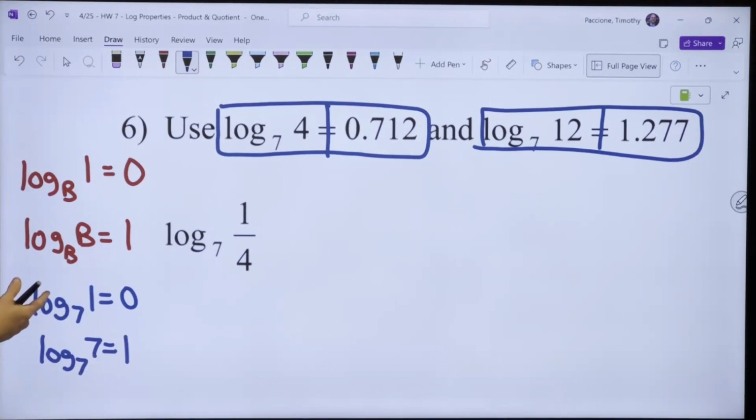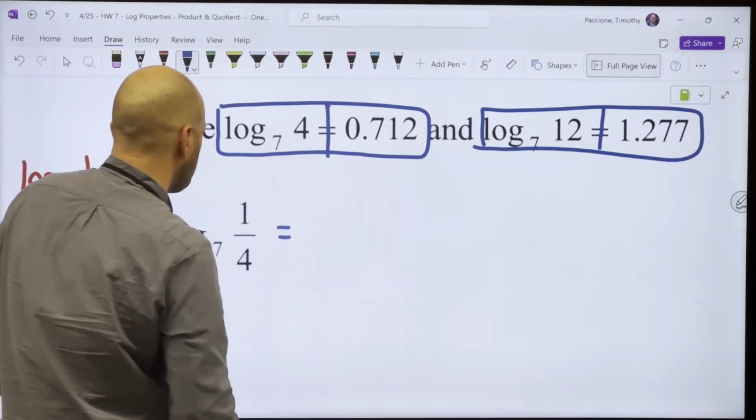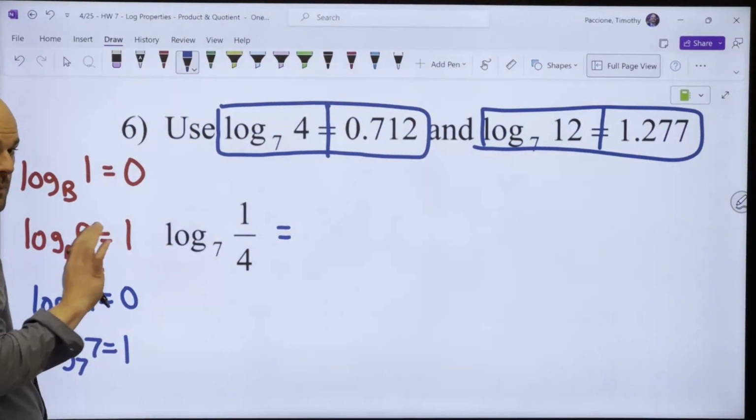Now, we don't necessarily need both of those. I'm just saying you should always keep both of these in mind. Anything to the 1 is itself, anything to the 0 is 1, right? Now, let's go back to this problem. We have 1 divided by 4. How can we pull that apart?